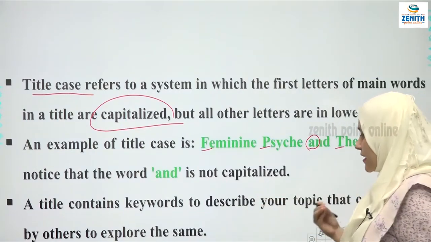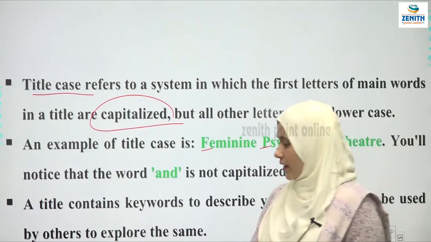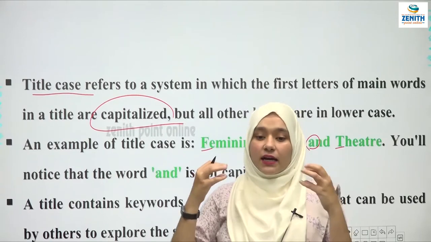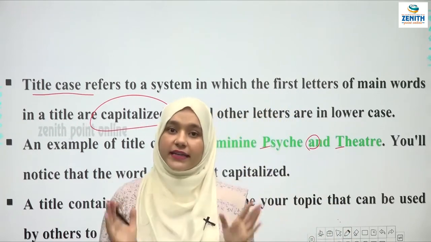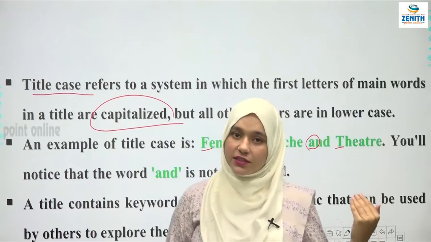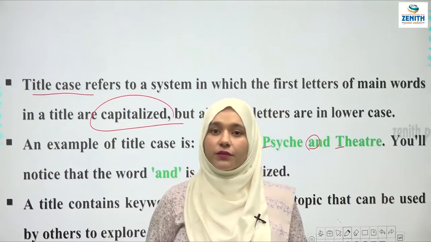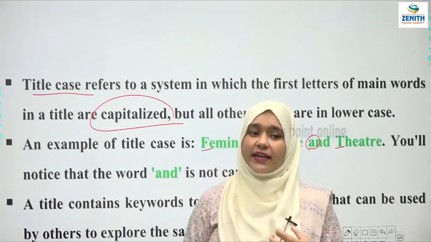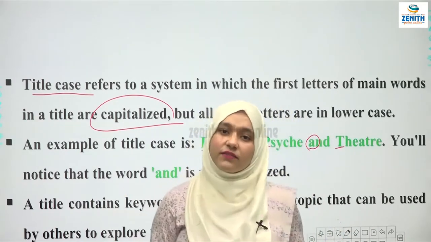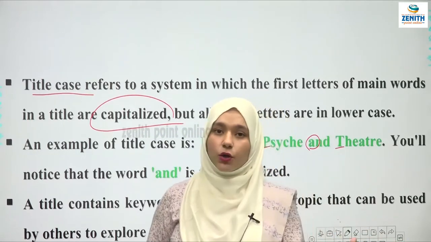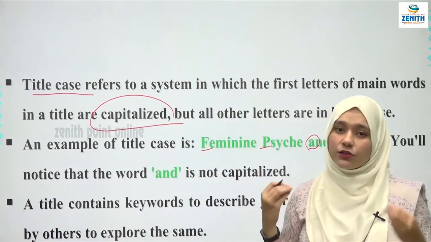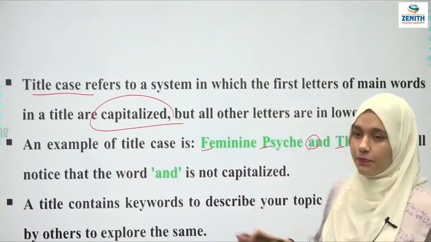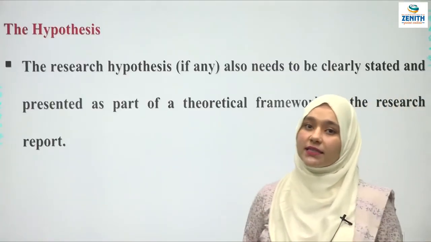A title contains keywords to describe your topic that can be used by others to explore the same. So a title includes the keywords with which the reader can get an idea about what your research paper is, what is the outline of your research, what are the different aspects that you have included in your research, and by getting an idea, the reader will decide whether they want to read your research paper, want to read your thesis or not. So that is why the title should be given proper attention, and while selecting the title we should keep all these points in mind. Now the next part is the hypothesis.